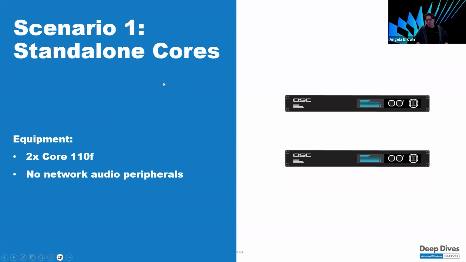The first scenario that we've got here is we have two Core 110s, soon to be Core 24Fs, right? Everybody knows. We have two cores, and the two cores have no peripherals attached to them. Say you have a core in a room, and it's just analog audio out, analog audio in, no network audio, no Dante, no Q-LAN, no AES67. Why are we talking about this? We're talking about clocking domains, and I'm literally giving you a scenario with no clocking domain.